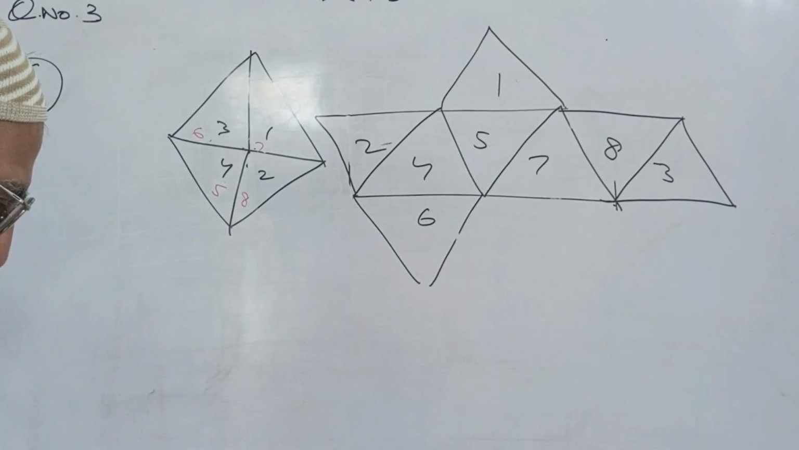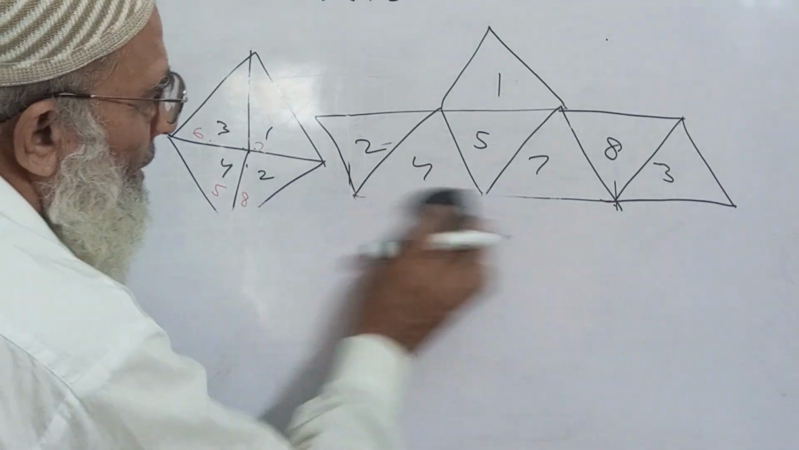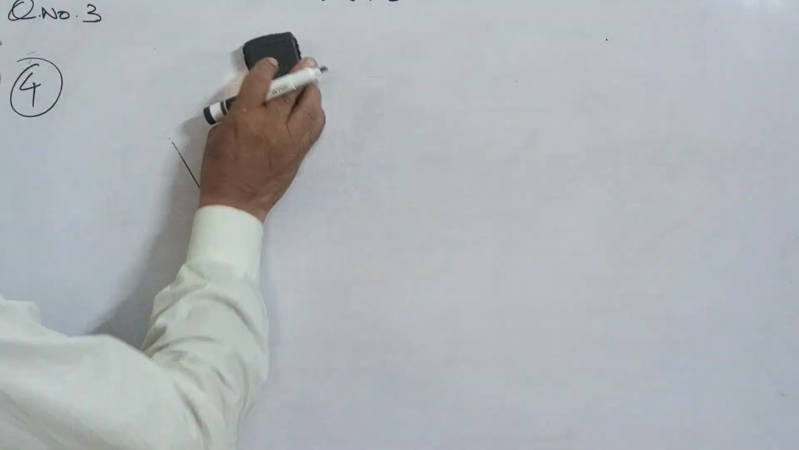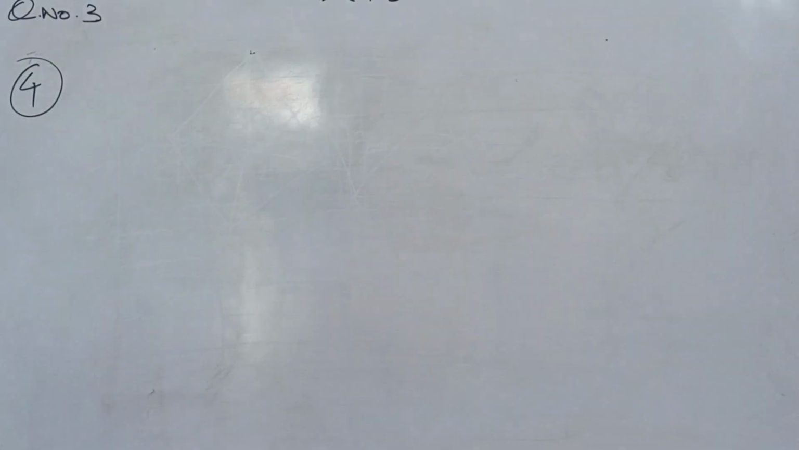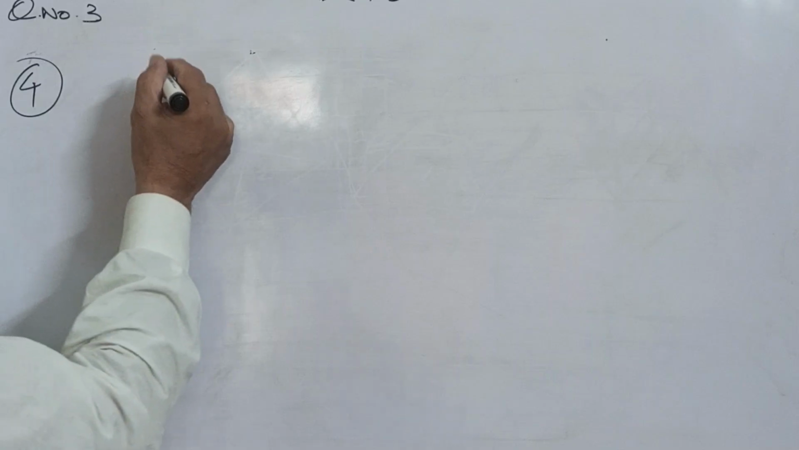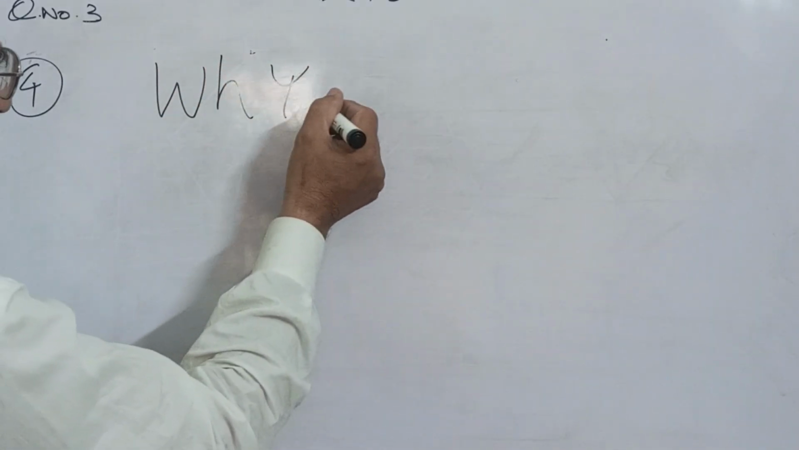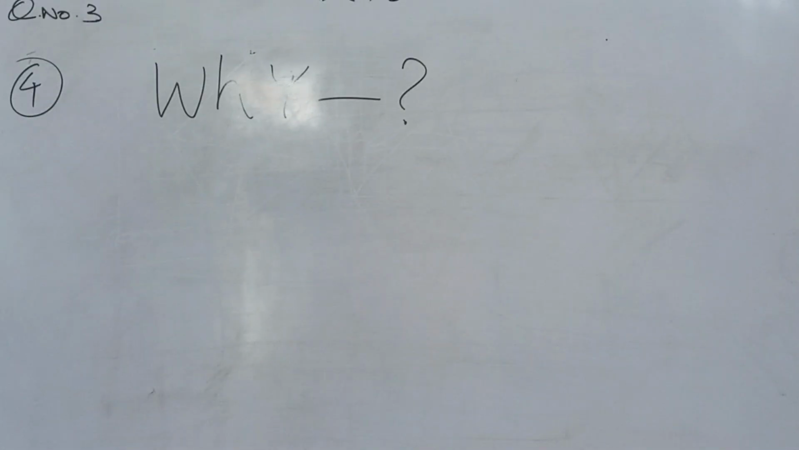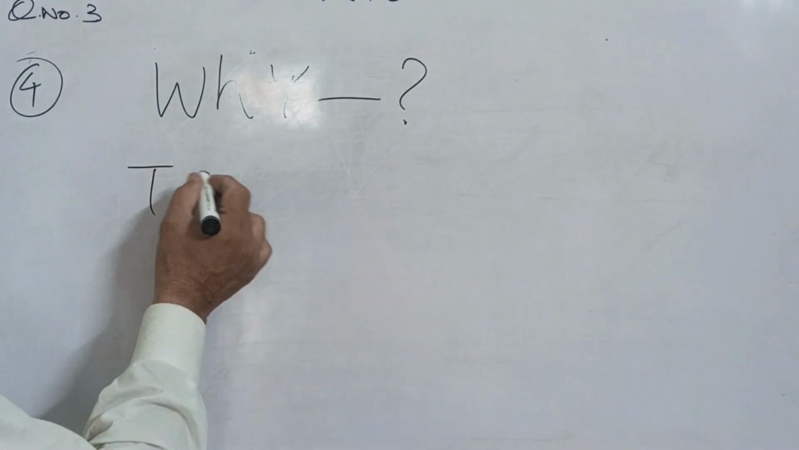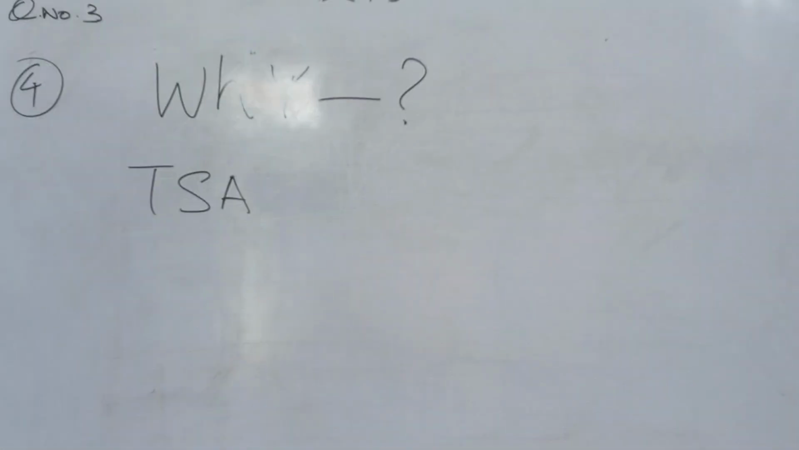Now the last question is coming up, which is very easy. Now why have we done this practice so far? Because we want to calculate the total surface area, TSA, or lateral surface area. TSA is called total surface area.